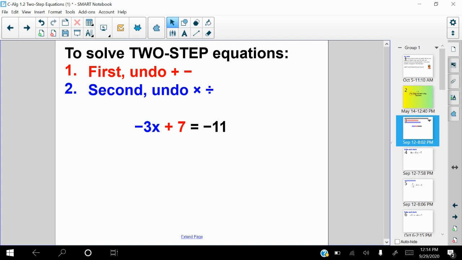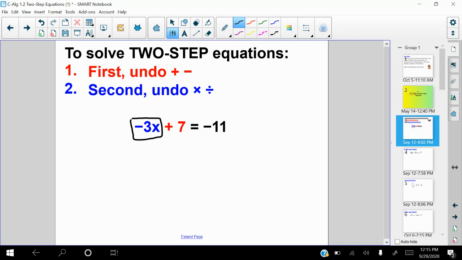Let's say we have negative 3x plus 7 is equal to negative 11. Well, if I look back up at our steps here, we're first going to undo addition and subtraction. I see that I have negative 3x plus 7. So I'm just going to box in this negative 3x, the term that has the variable. That way visually I know I don't want to touch that term until I get everything else from that same side of the equal sign over and gone.